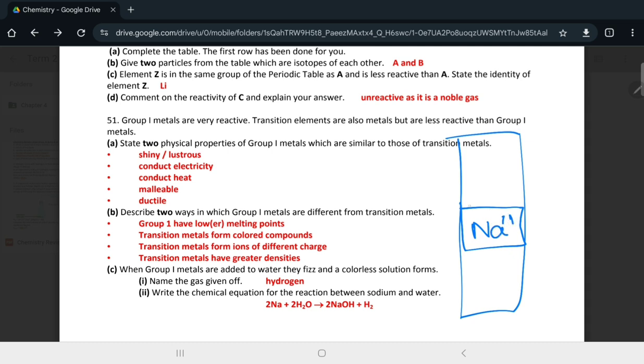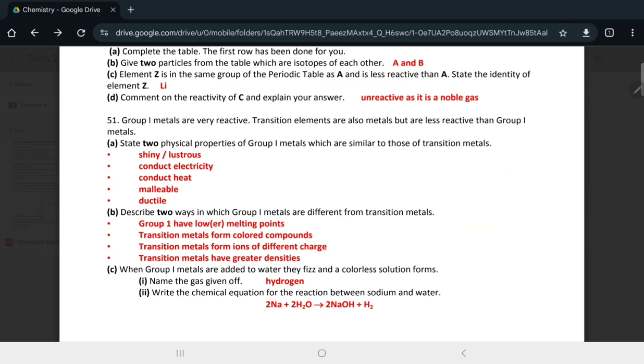They want the one that's less reactive than sodium, but it's in the same group. What element are they talking about? Lithium, because lithium is above sodium. It's in the same group, so they have similar chemical properties, but it's less reactive.